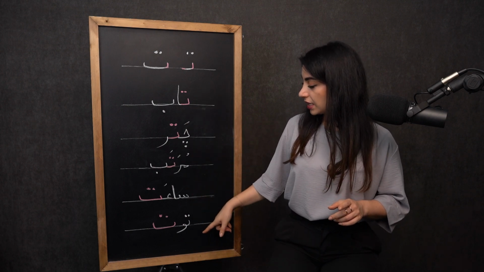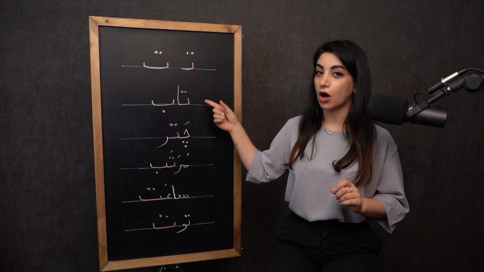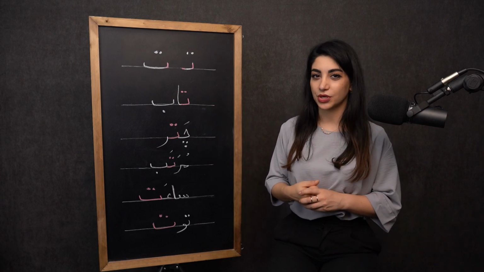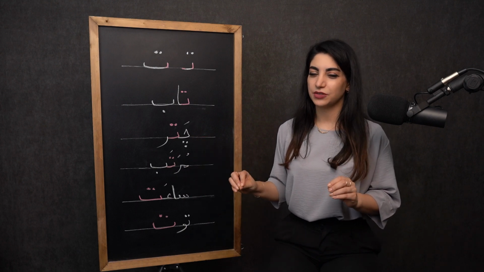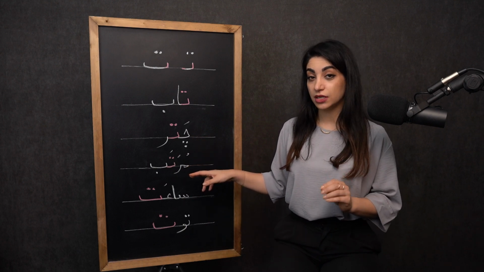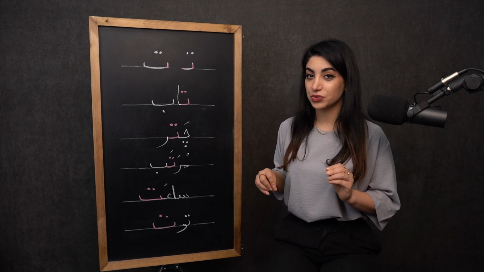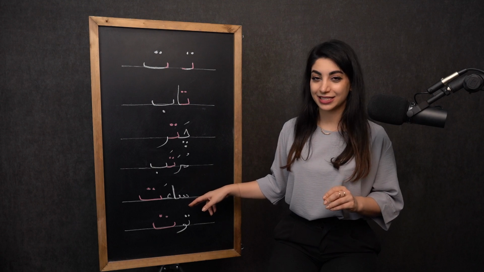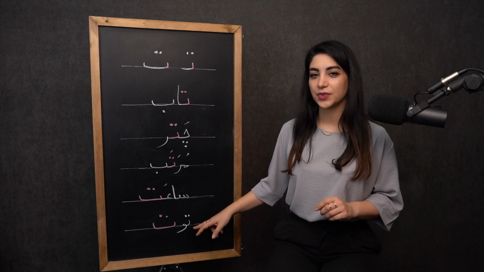But until next session, instead of saying swing, we say top. Instead of saying umbrella, we say chatr. Instead of saying clean, we say murattab. Instead of saying watch, we say sa'at. And instead of saying berry, we say toot.